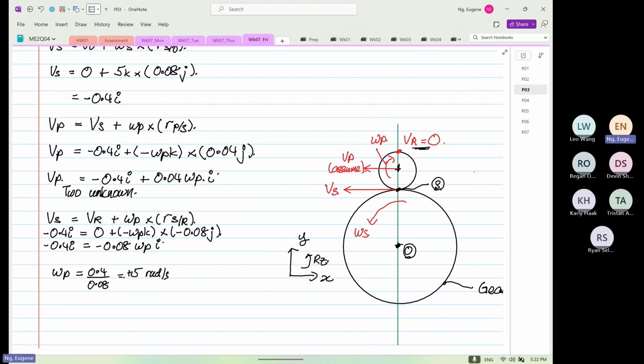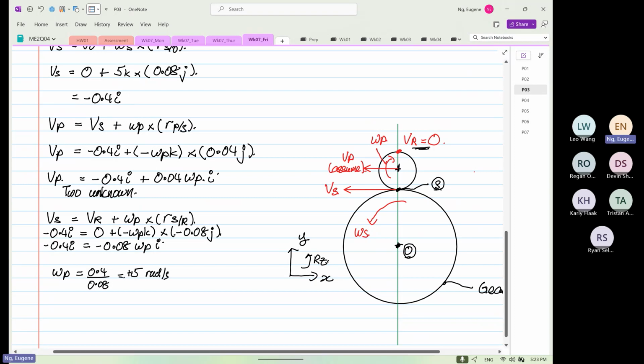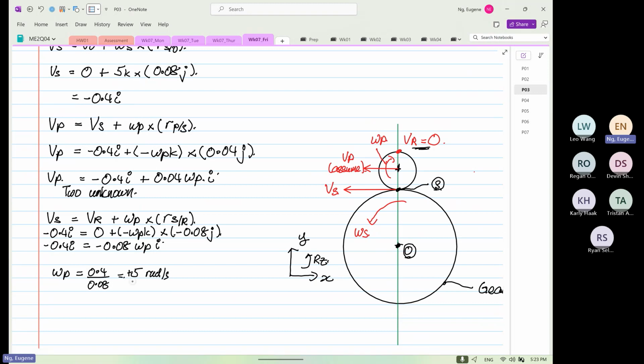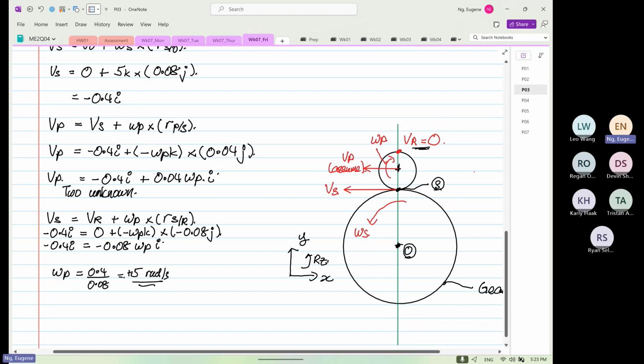So, you know, when you work a question, you forget what the question was. We were asked to find the angular velocity of gear P. So this is one of the answers. I forgot. You also forget, right?